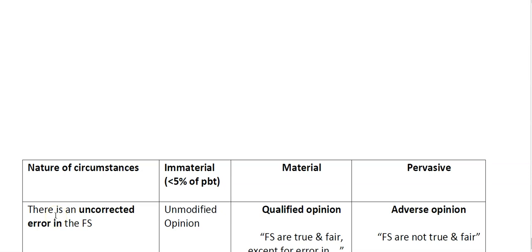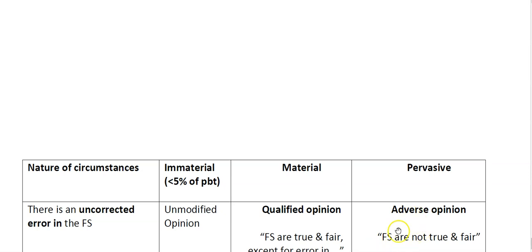So now we know that there is an uncorrected error in the financial statements, so a failure to write down inventory or write down receivables for bad debts, or failure to disclose a material uncertainty. And then it's either material, pervasive, or immaterial. So if it's immaterial, it's unmodified. If it's material, 5% of PBT or greater, then you're talking about a qualified opinion. Financial statements are true and fair, except for the error in inventory, which should have been written down by X, which would reduce profit by X.